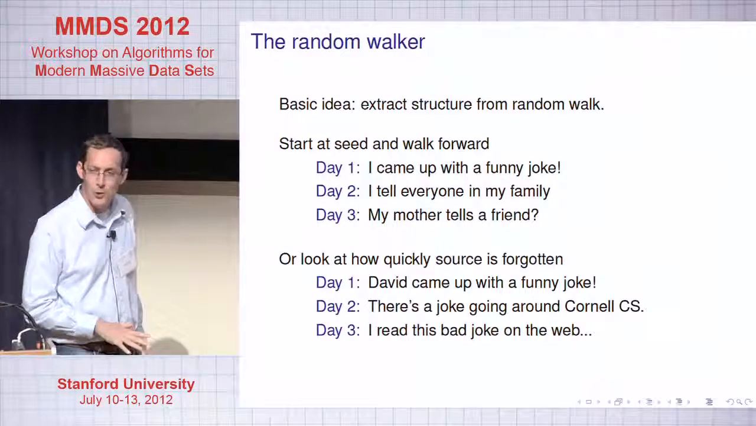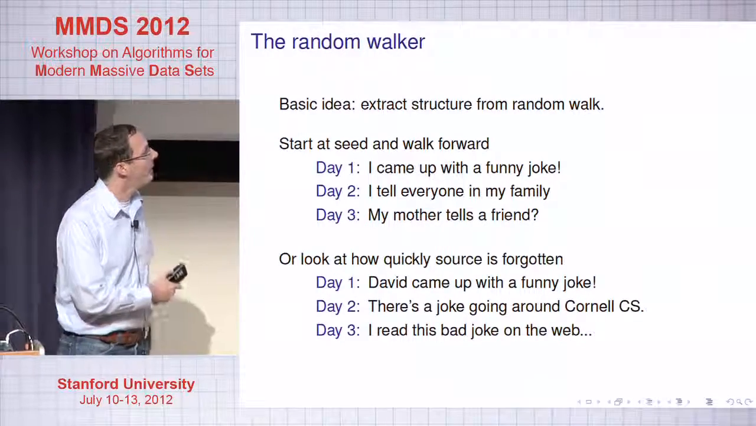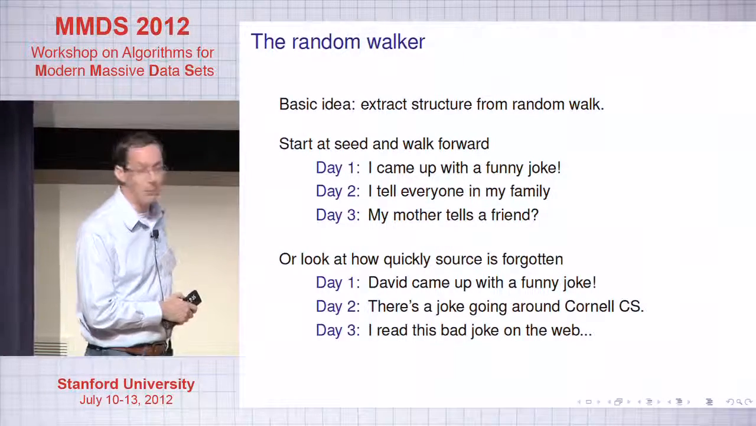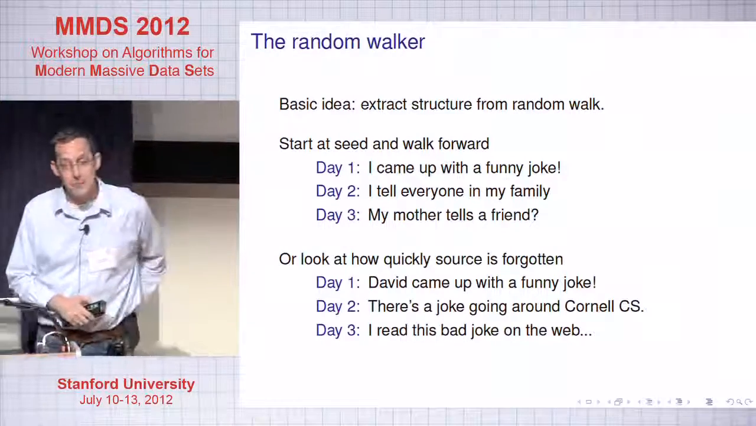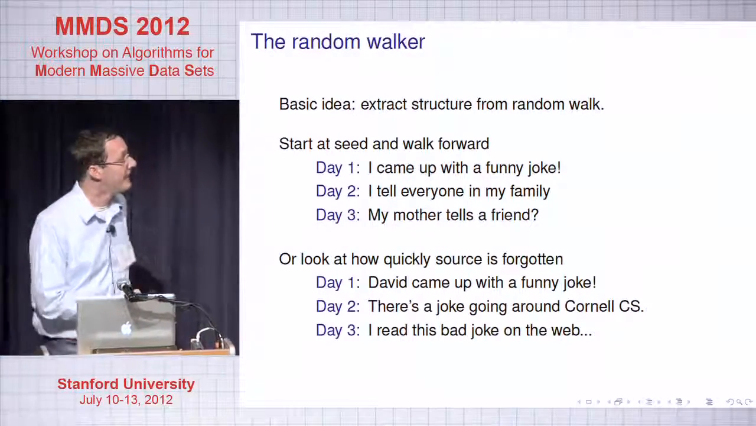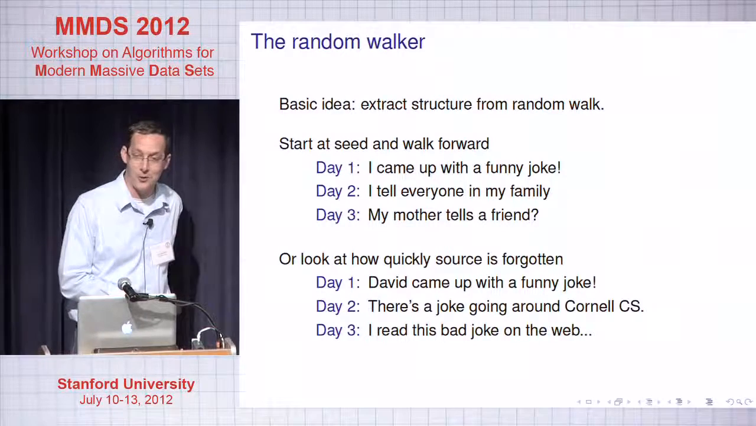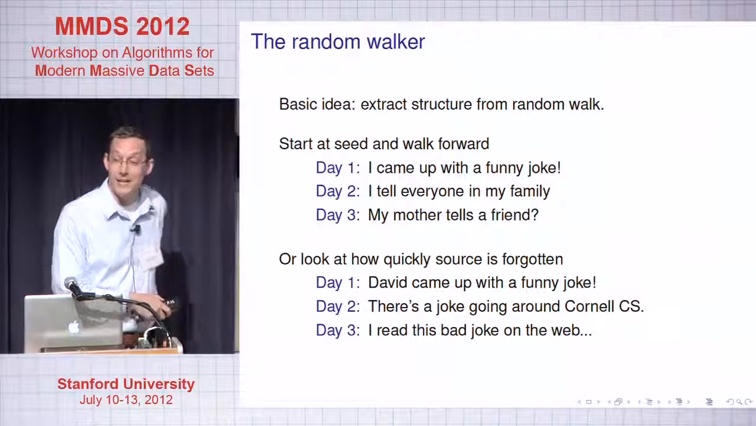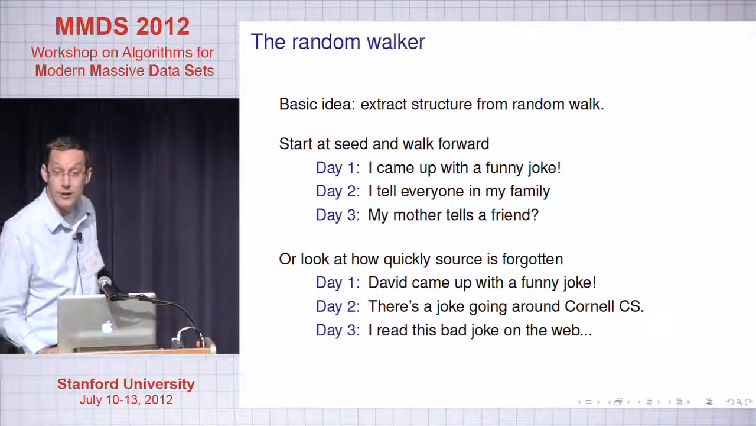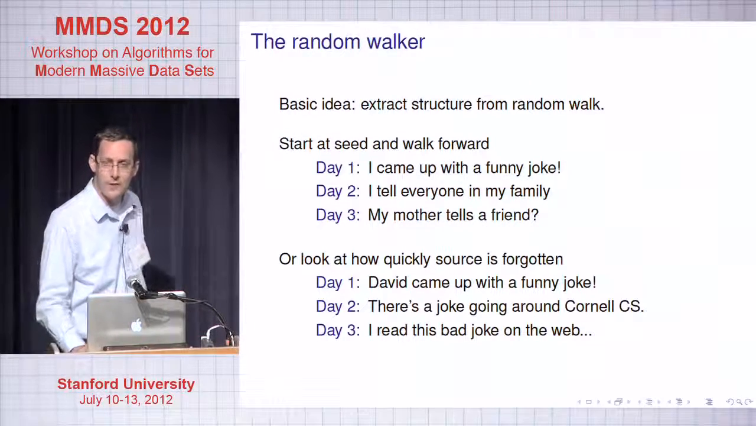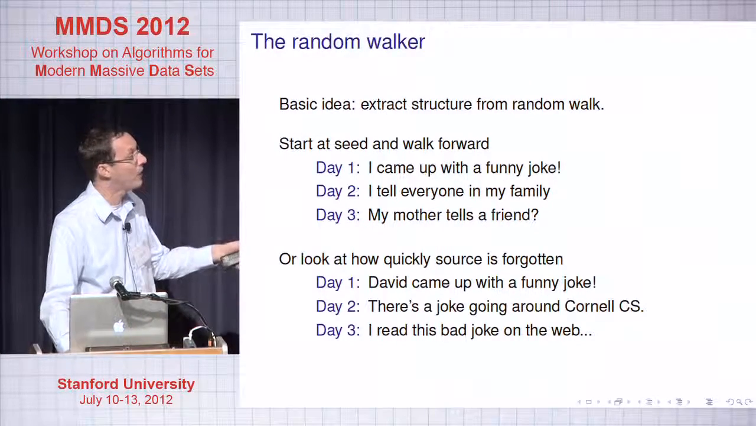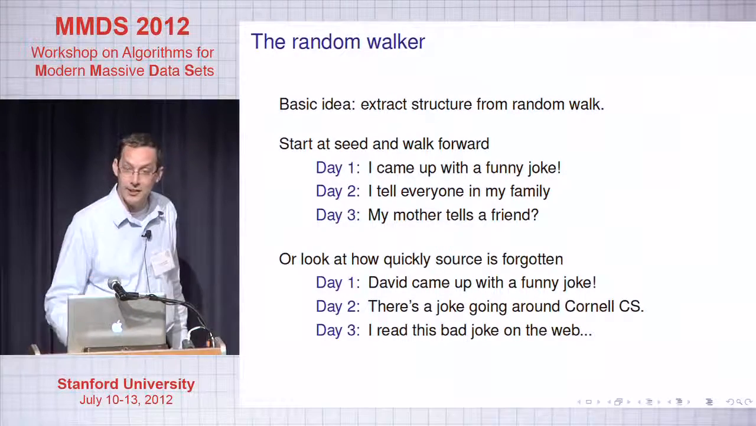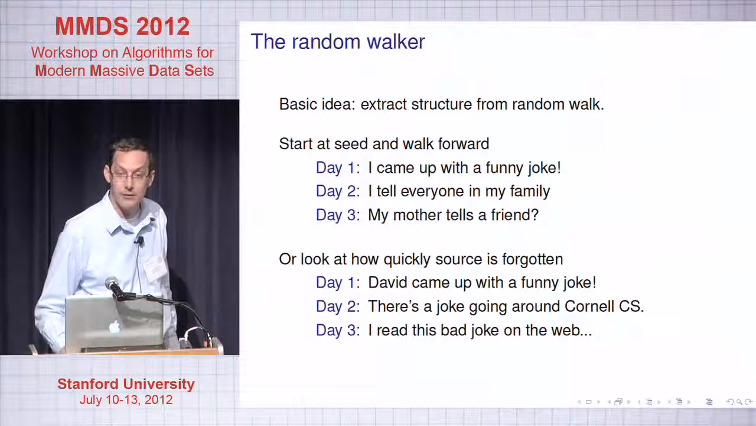You can think about things the other way around, too, which I often like to do, which is to look at how quickly the source is forgotten. So day 1, I came up with a funny joke. Day 2, you know that somebody in Cornell CS came up with this joke. Day 3, you know that somebody who posted it on a website somewhere knew about this joke. Actually, this is probably day greater than 3, but the point remains. So whether you walk forward or backward, you've got information about community structure, whether it's the CS department or my family, embedded in how things spread out, how things diffuse within a graph.